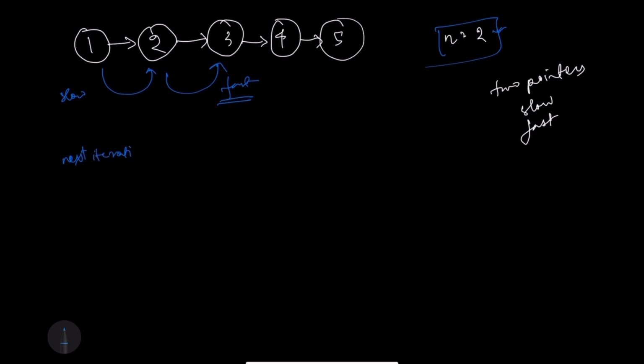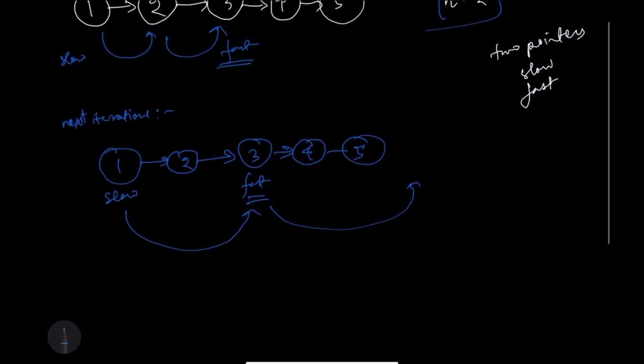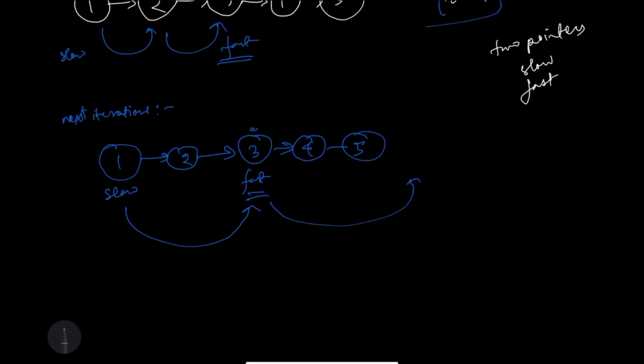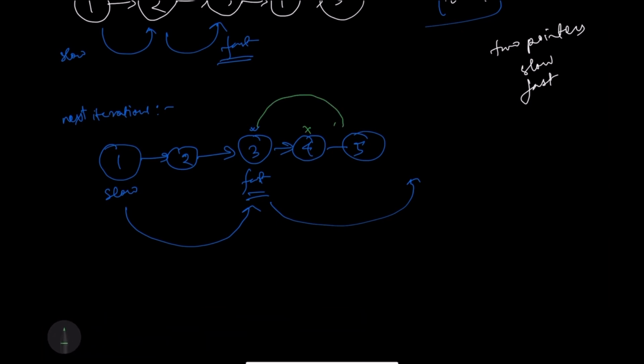So when we do the next iteration, when we will be again moving through our linked list, what will happen is, if we have 1 here, we have 2 here, we have 3, 4, 5. Our fast is here, our slow is here. Till our fast reaches the end of the linked list, our slow will reach exactly the position where we need to remove the element from our linked list. So we will be removing this element, we will be linking this to this element.